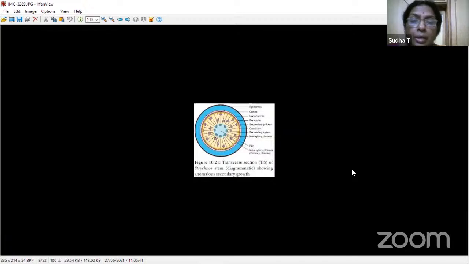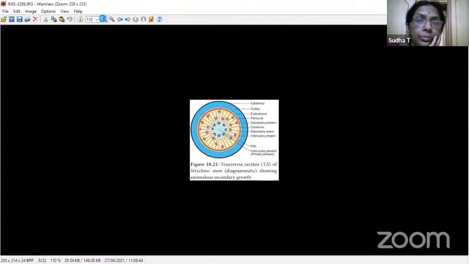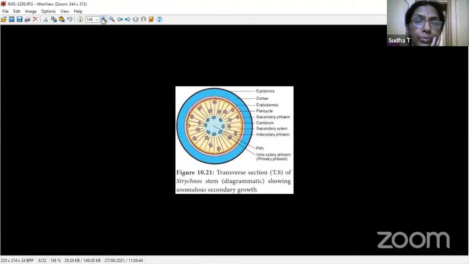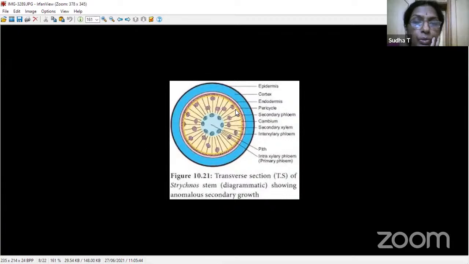And this is Strychnos, where anomalous secondary growth happens, as you can see here. The normal way means the whole thing is secondary growth, secondary xylem. When the secondary growth happens, 2/3 of the newly formed tissue will be xylem, and only 1/3 or even less than that will be the phloem. That's the usual feature.